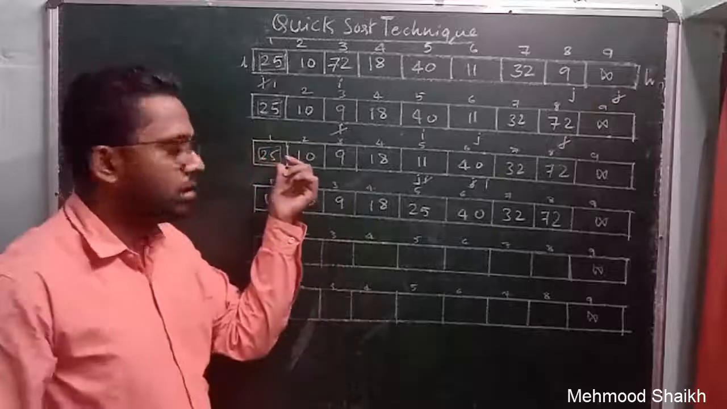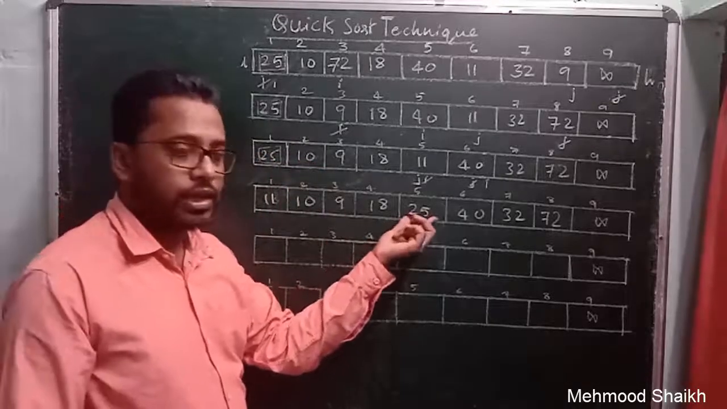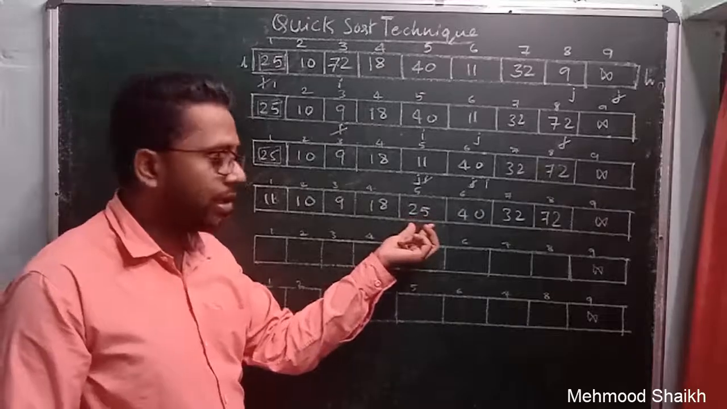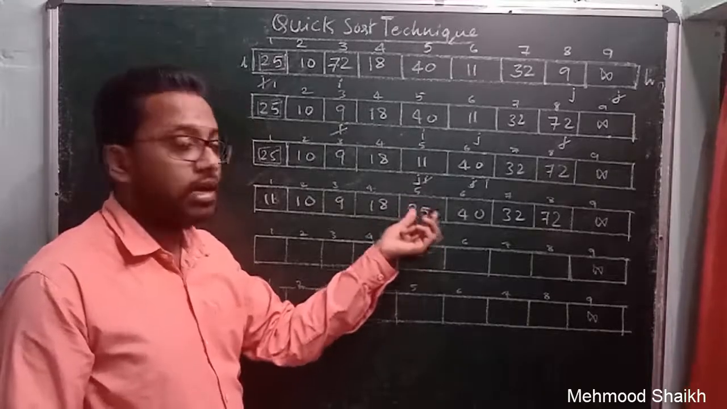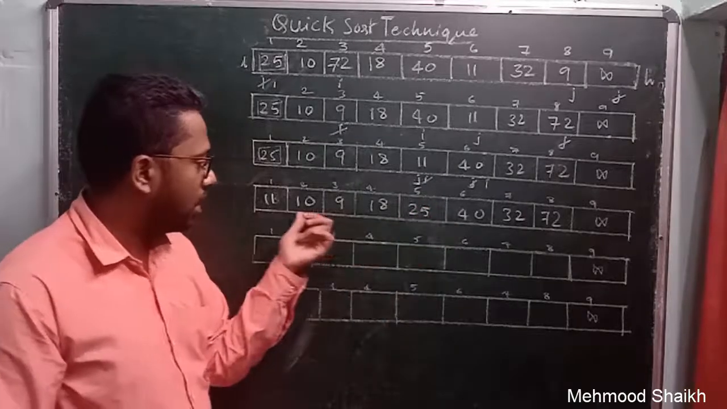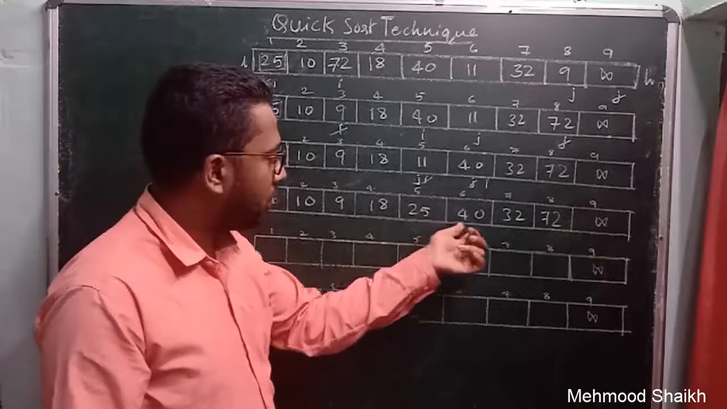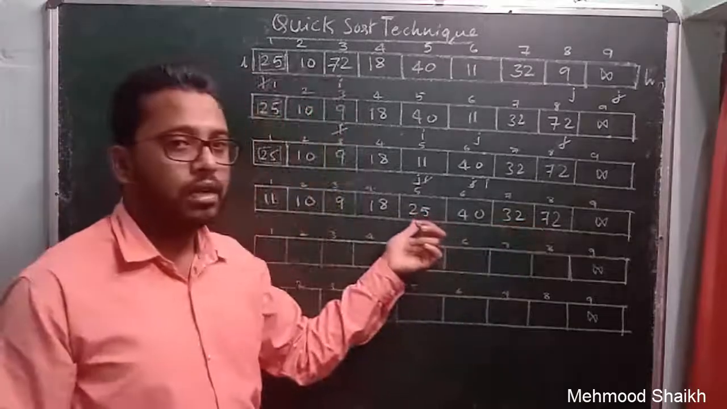Now you can see this was our pivot element, and the pivot element is now in its sorted location. We can call this location the partitioning index, where all the elements on the left side of the partitioning index are lesser than the pivot element, and all the elements on the right side are greater than the pivot element.